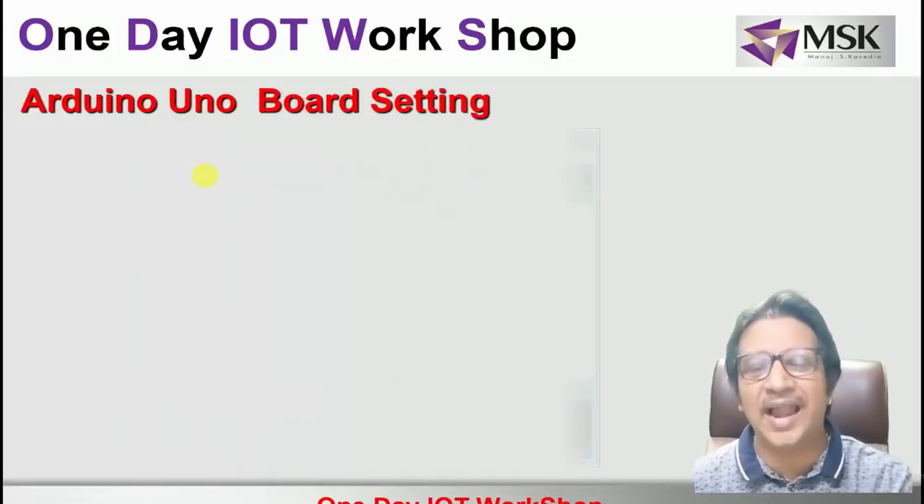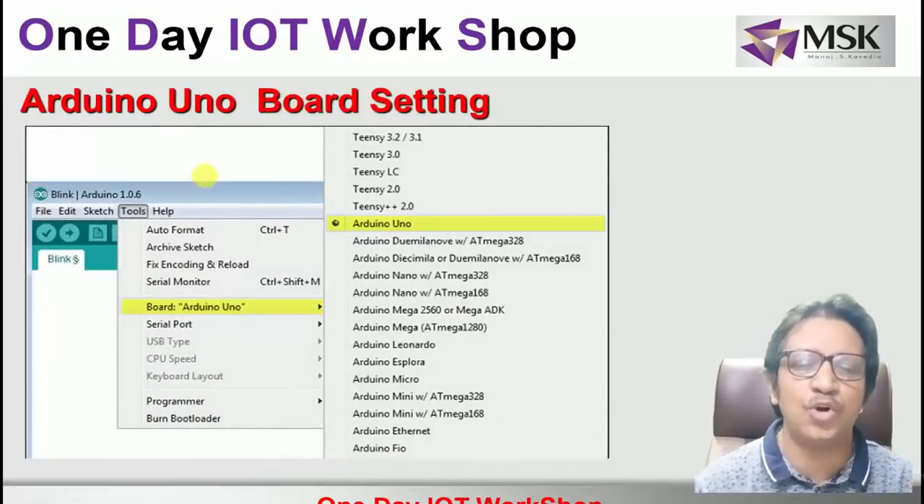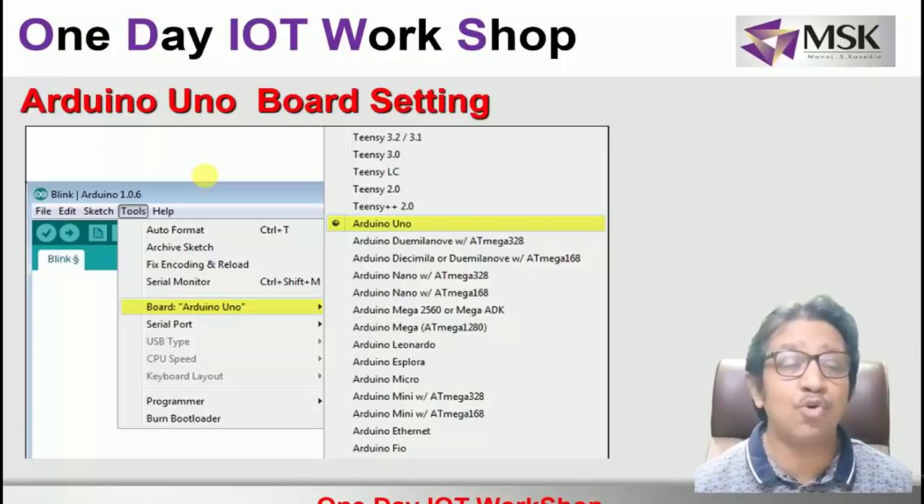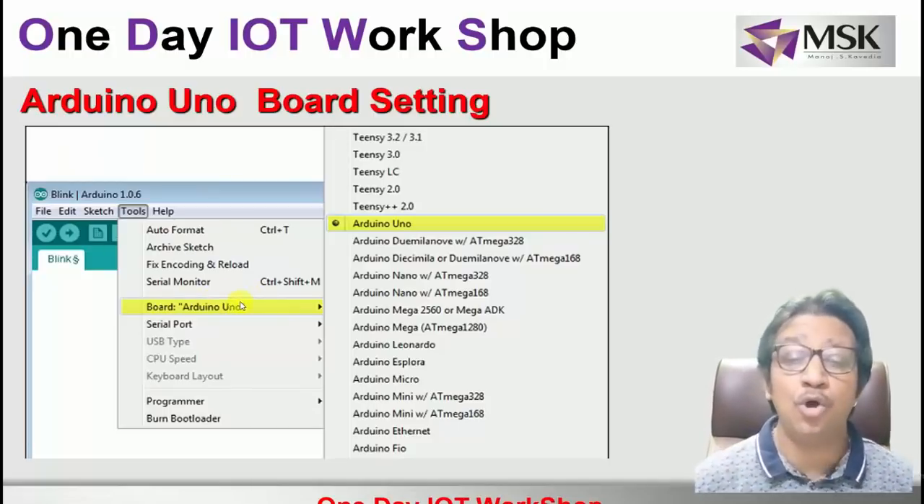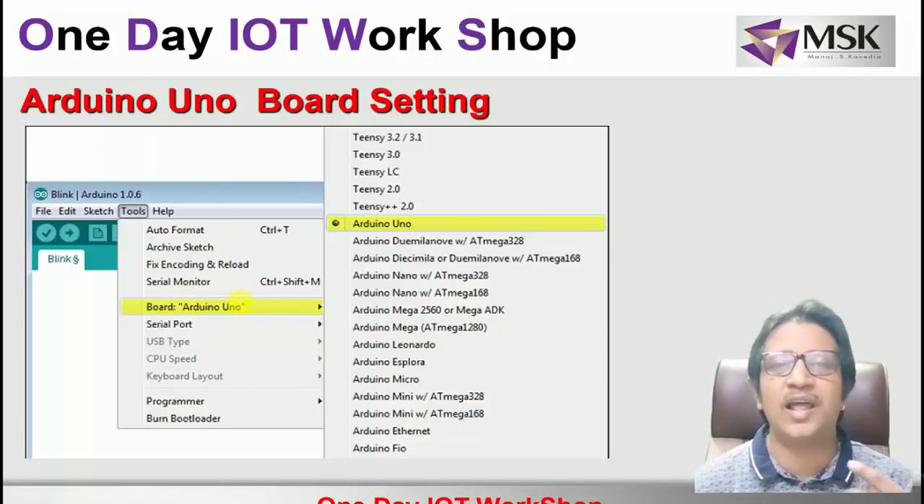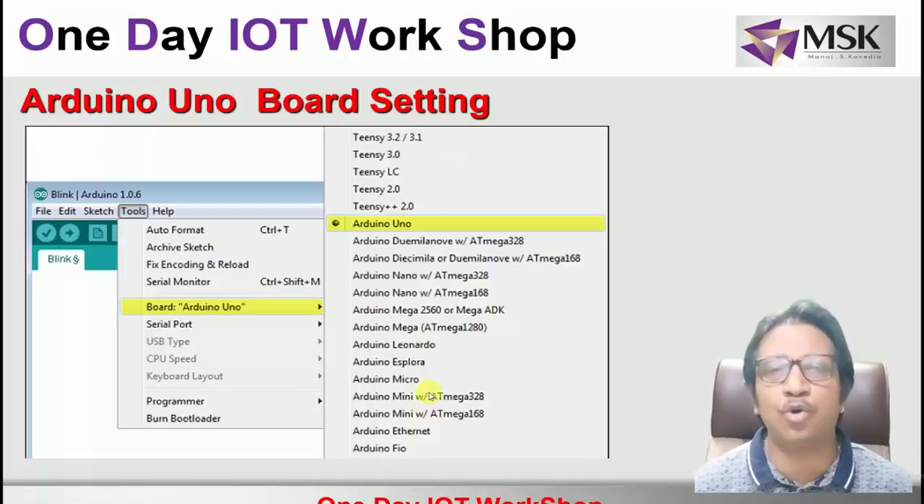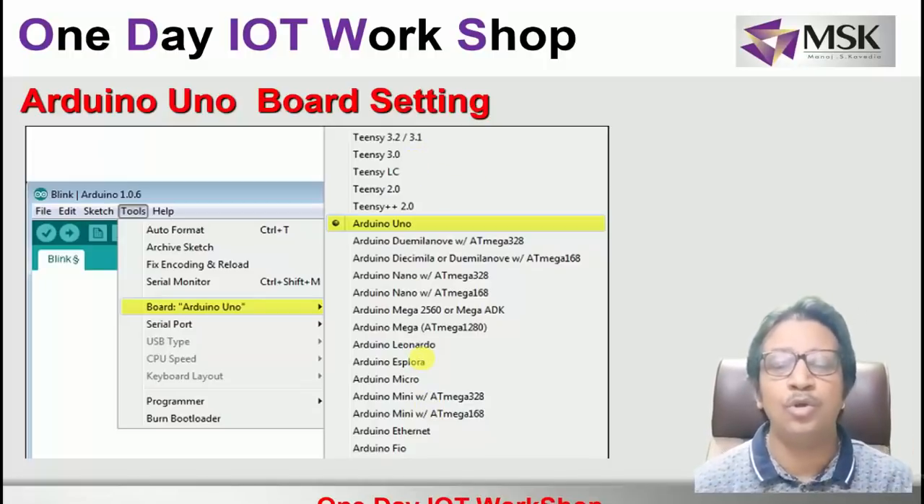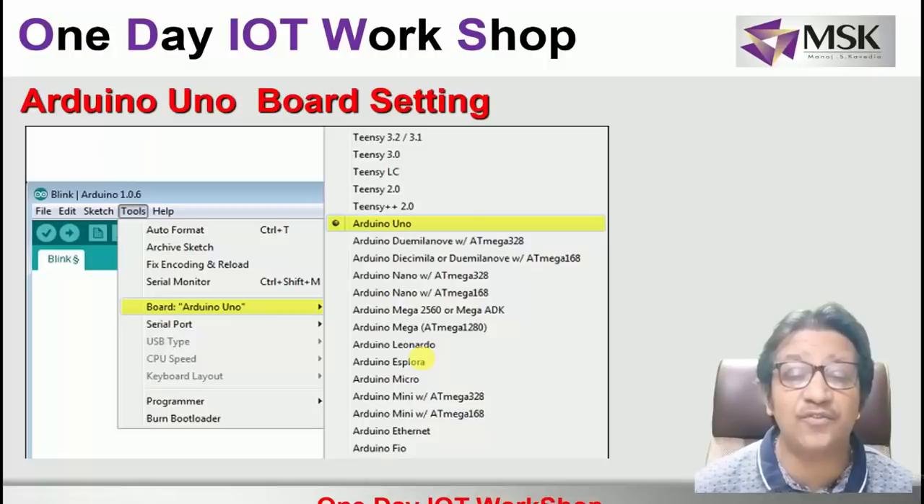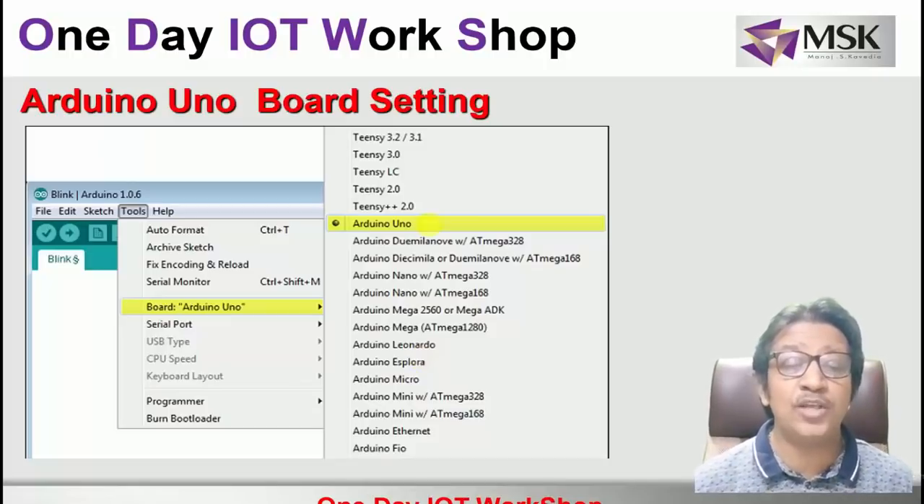Now once your IDE is installed and your Arduino board is connected, after connecting the board, I have to check two things. I have to go to Tools and check which board you are using. So if you are using Arduino Uno, I have to select Arduino Uno, or whatever type of board you are using, Leonardo, Esplora, Micro, Mini, Pro Mini, Nano, you have to select from this list. So my board is to be selected.